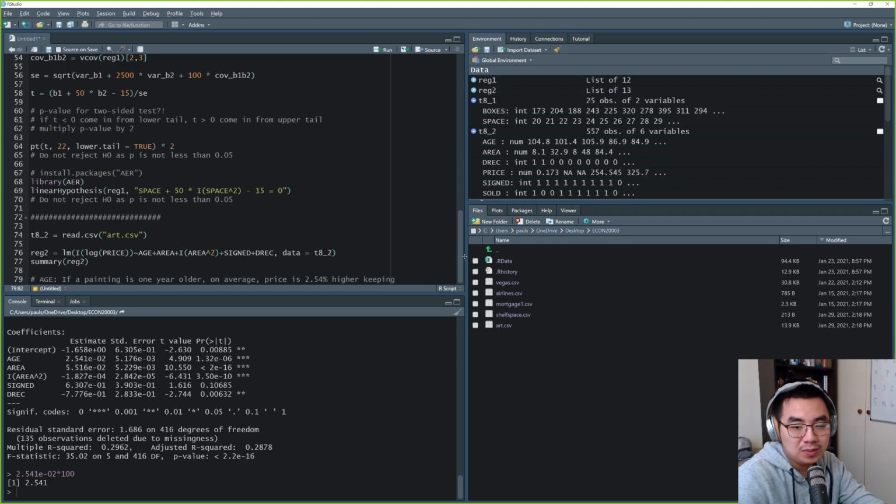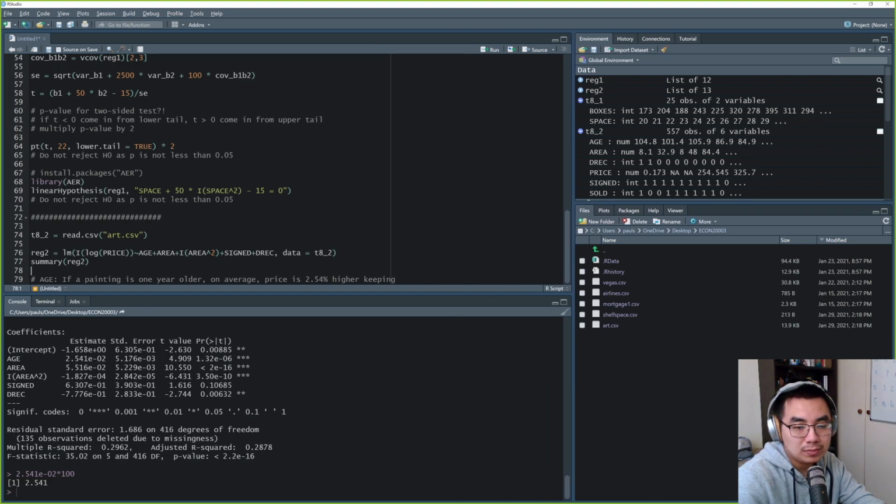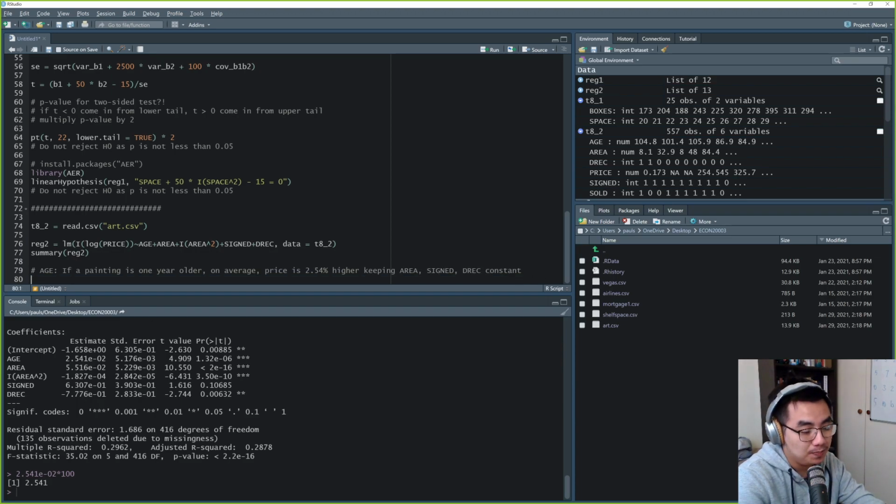So what are the other variables? Area, signed, recession constant. You always have to make sure that you specify that you're keeping the other variables constant. Right? If you don't specify that, it's actually incorrect. So if a painting is a year older, its sale price is about 2.54% higher.